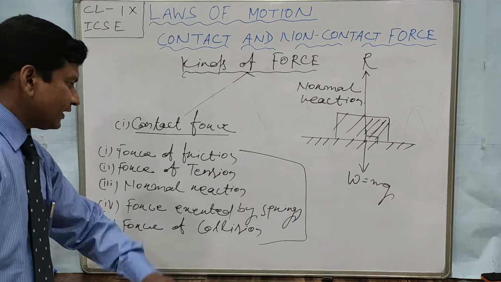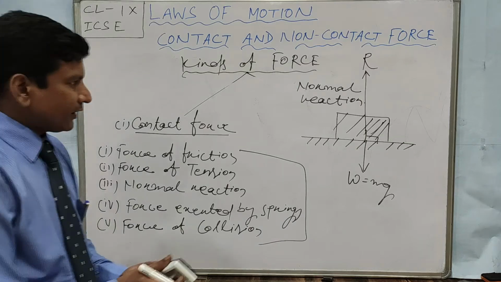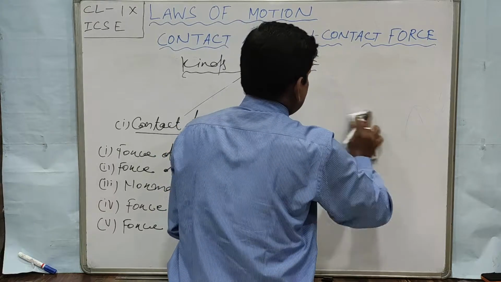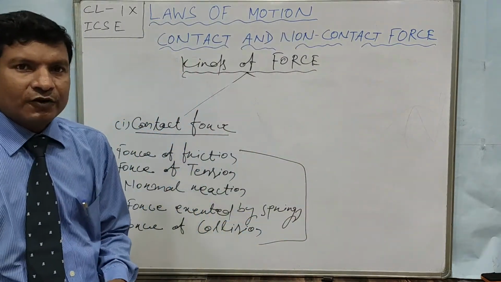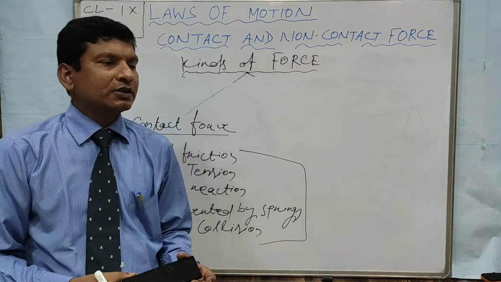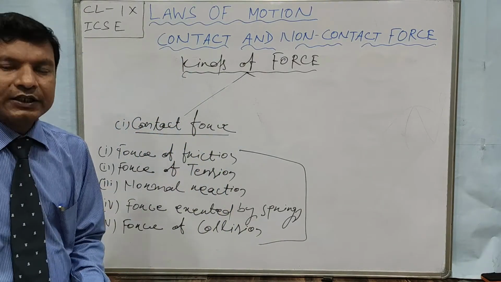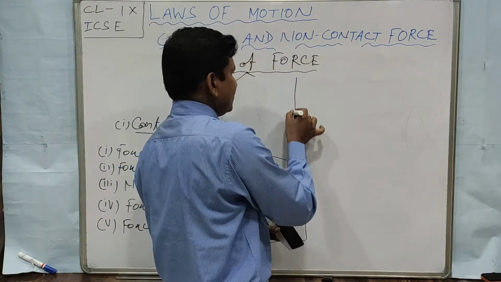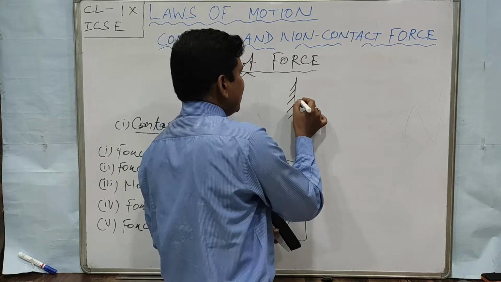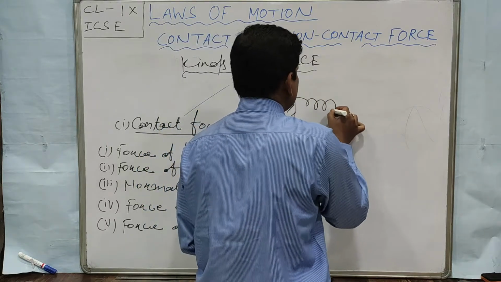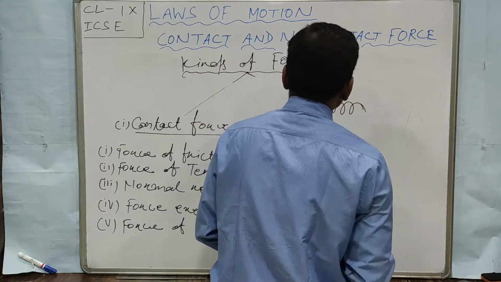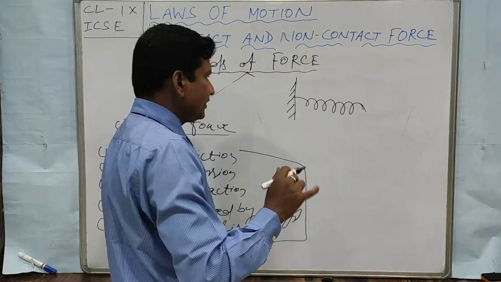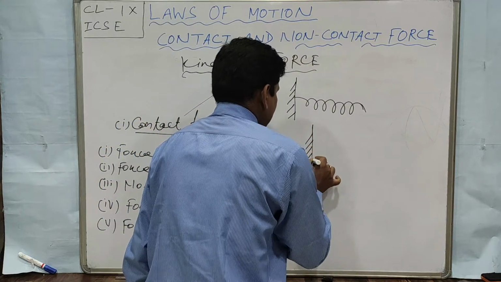Next we see the force exerted by a spring. You know that when the spring is compressed or stretched, the force exerted is known as the force due to the spring. Suppose I am giving one example for you. Suppose this is the wall, and against this wall one spring is placed over here. Suppose this is a spring. Now I will compress or stretch, I will pull this spring.